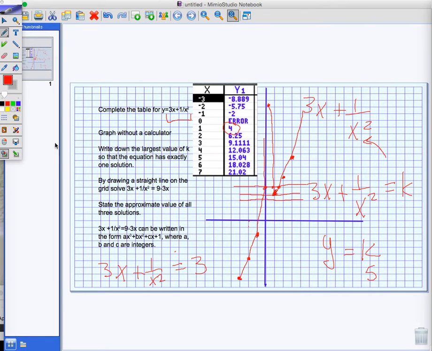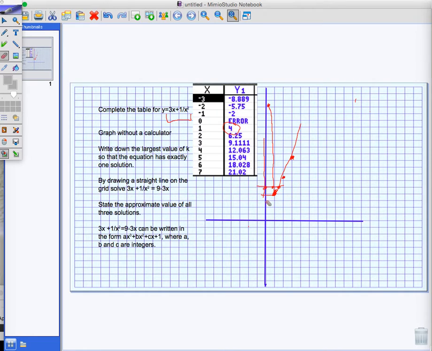Okay, so the last question, and I'm going to go ahead and erase a little bit of stuff here. Oh, whoops, not the last question. Second to the last. So second to the last question is asking you to find all 3 solutions by drawing this value, 9 minus 3x, on this same grid. So again, I think I want to erase just a little bit more so it's cleaner. Quite a few marks going on there.